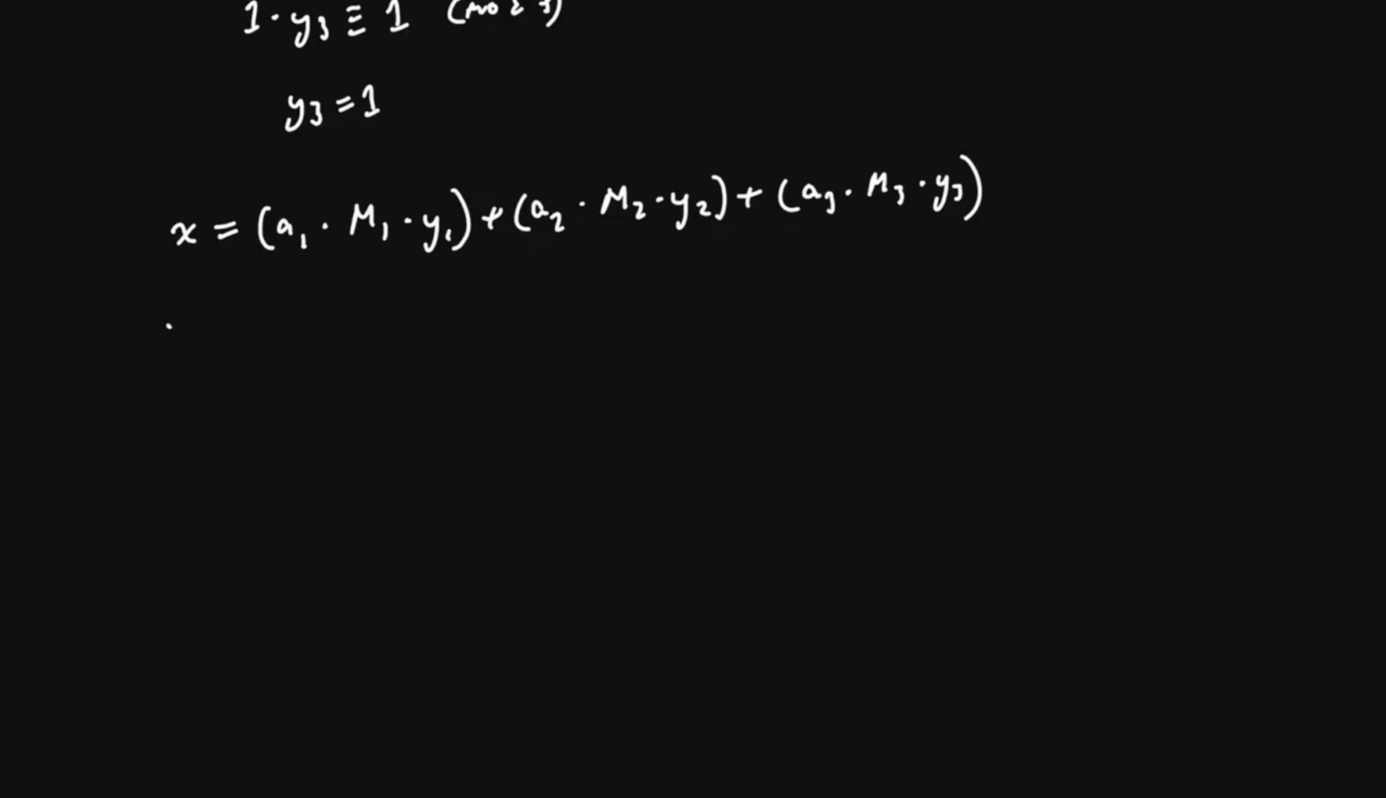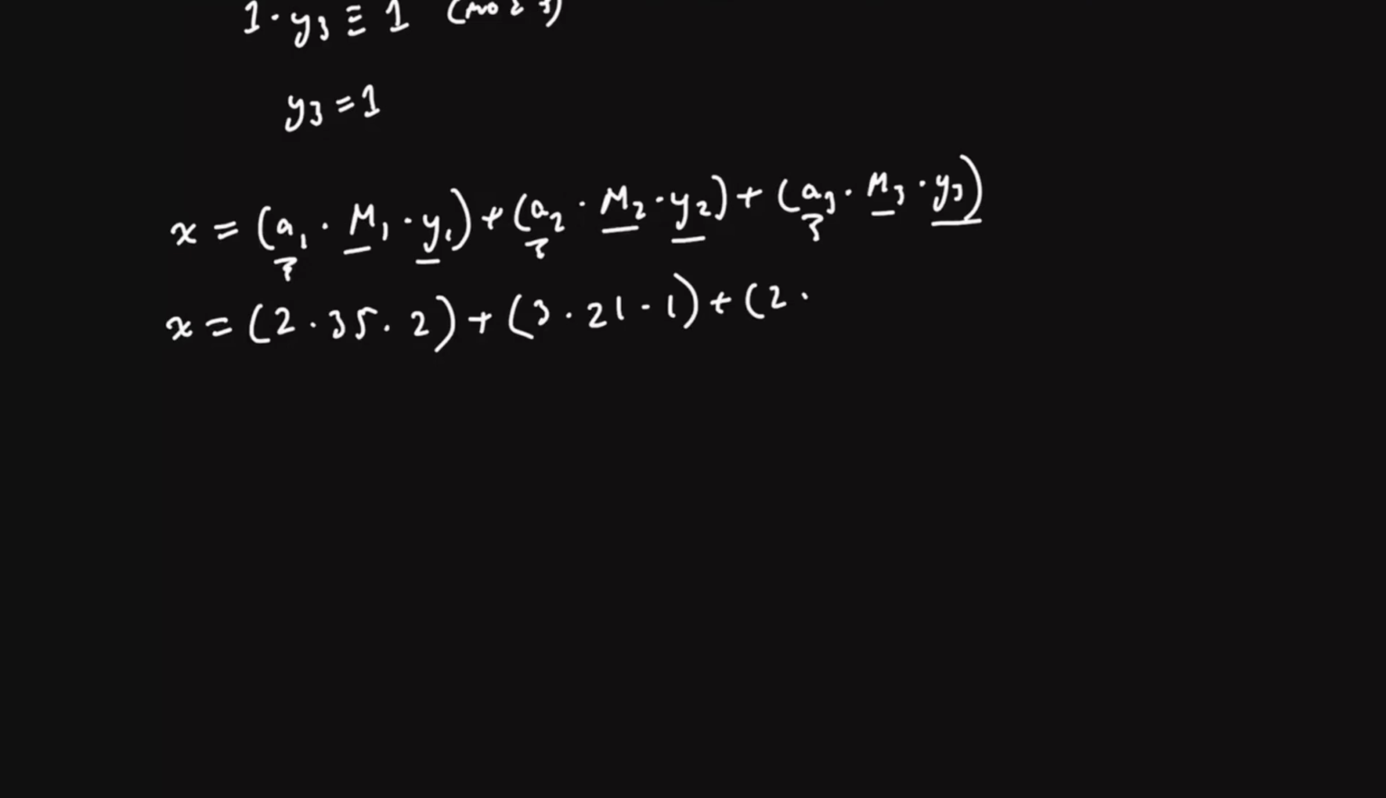Okay. So we have 2 times 35 times 2. This one's just given by the question. All these a's are for free. These are all of our 105 divided by whatever the mod is. And these are all the values we just calculated. So we can just continue: 3 times 21 times 1 plus 2 times 15 times 1.